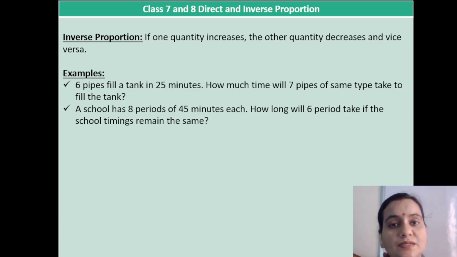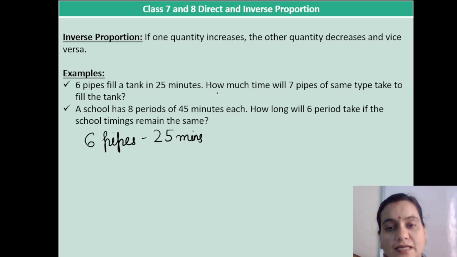Now let's look at some examples. 6 pipes fill a tank in 25 minutes. So 6 pipes are taking 25 minutes to fill a tank. The question is asking how much time will 7 pipes of the same type, not a different type, take? Definitely it will take less time, right?